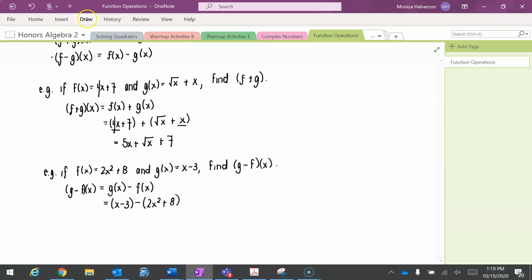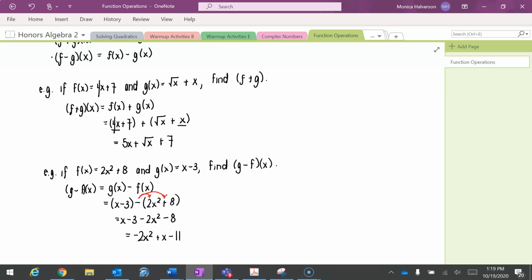Now remember, this minus sign is applied to both terms in the parentheses. So this becomes x minus 3 minus 2x squared minus 8. So our final answer in standard form will be negative 2x squared plus x minus 11. Okay? And that's really straightforward when adding and subtracting operations of functions.